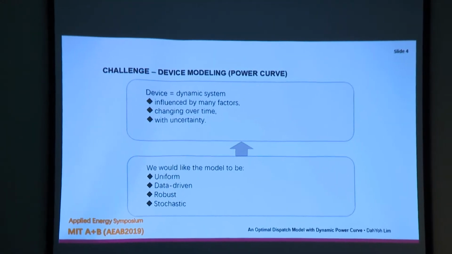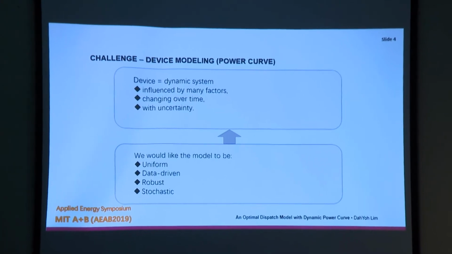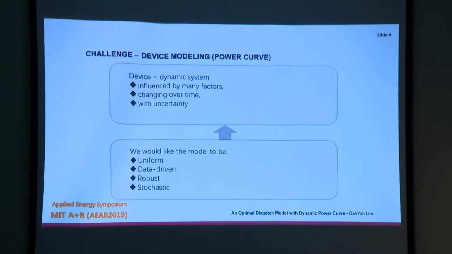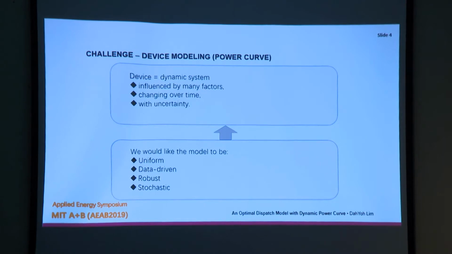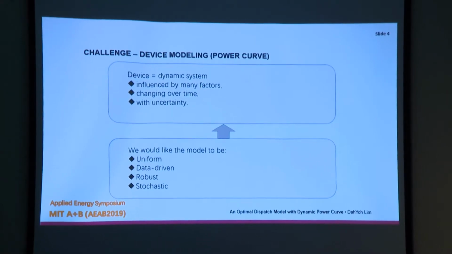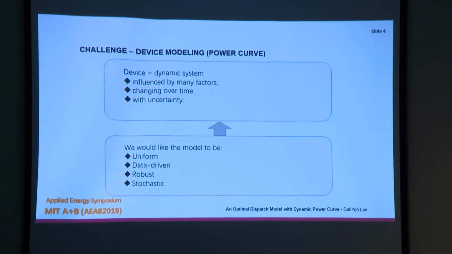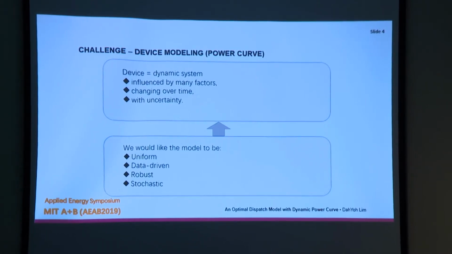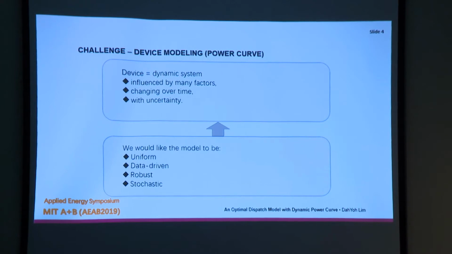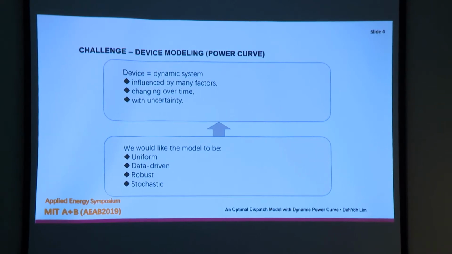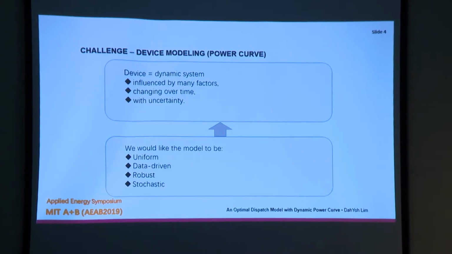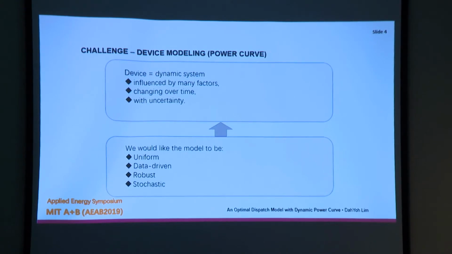So what is a device? Well, a device, in abstract terms, is a dynamic system. And then it has many different influencing factors that are changing over time with various different types of uncertainty. And energy stations are a collection of devices. So then you're dealing with potentially different sets of influencing factors changing differently over time and with different uncertainties.